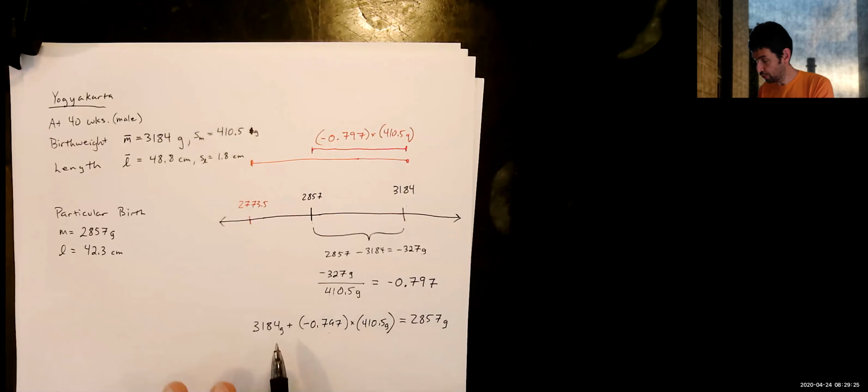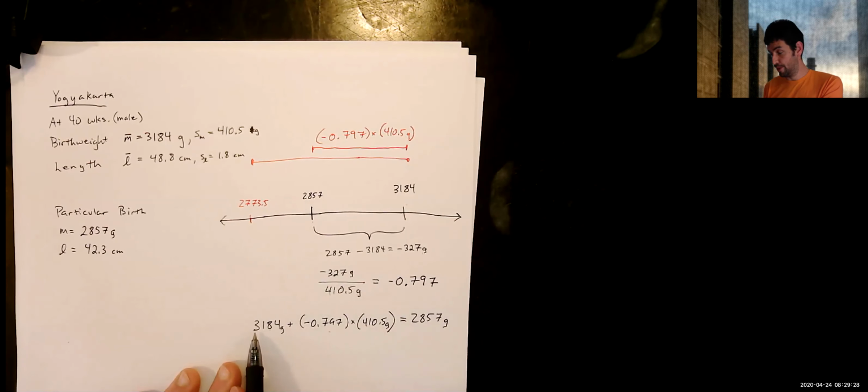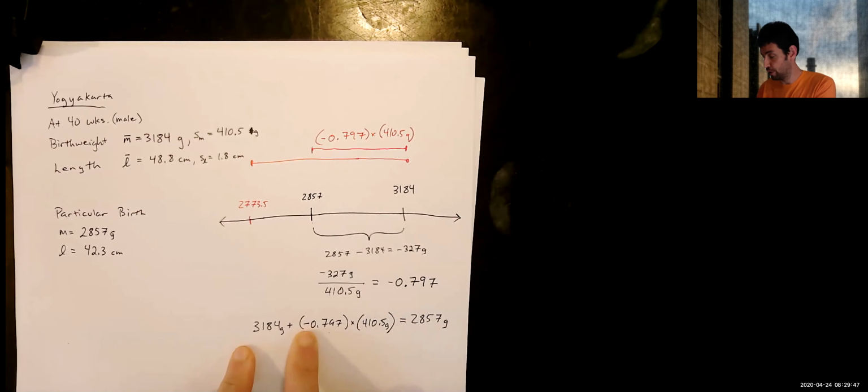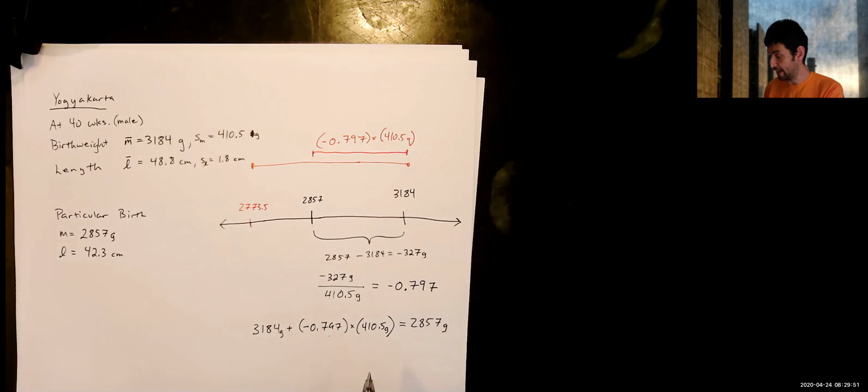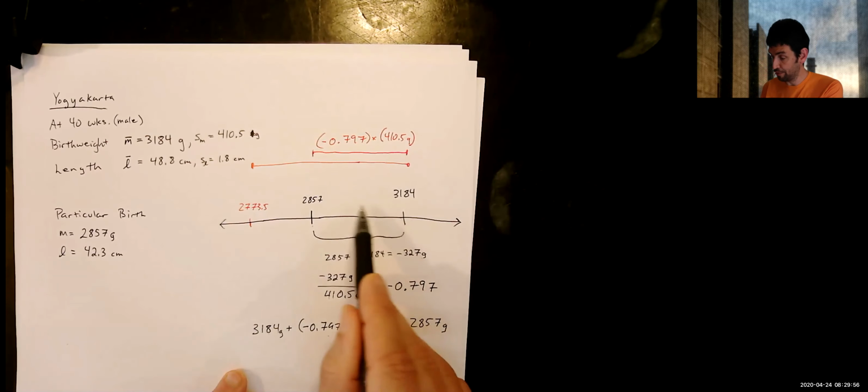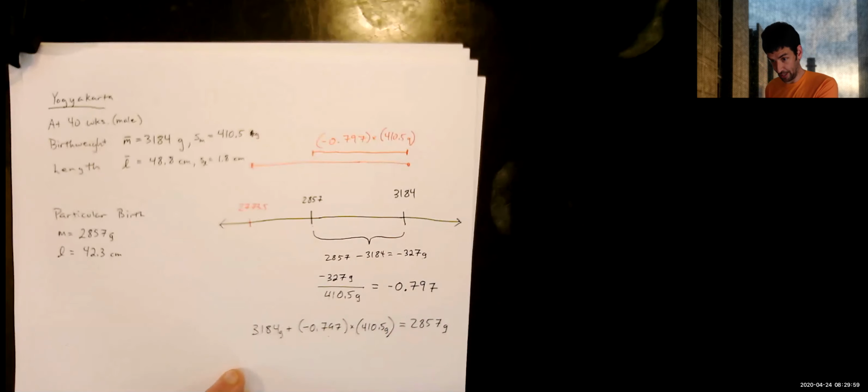Right? So if I take the mean and I add, so remember what this represents here, how many standard deviations I am from the mean, including the direction, and I multiply it by the standard deviations, I get the total distance I am from the mean in grams. So then I add that number, or in this case subtract because it's negative, to the mean. I land on my data point, right? This number here is going to be the negative 327. If I move 327 below the mean, I get to my data point.